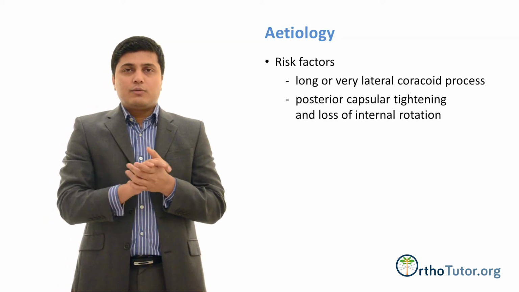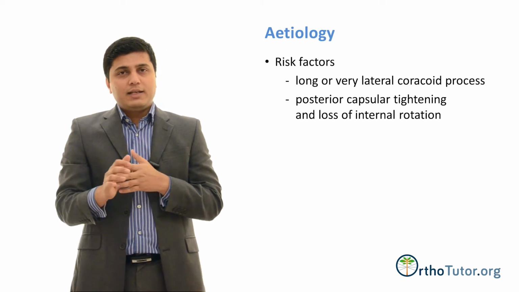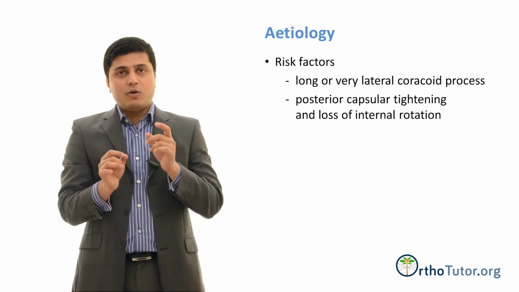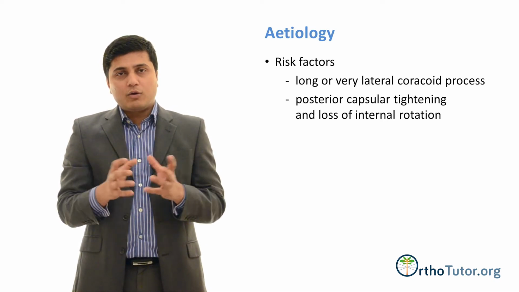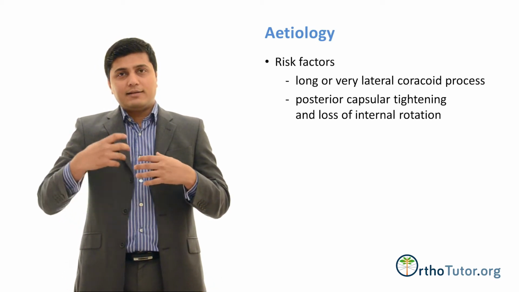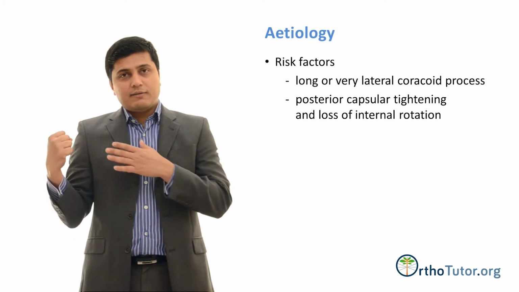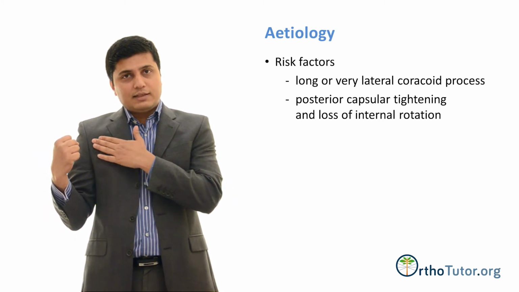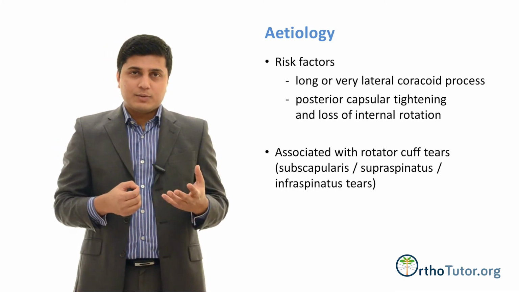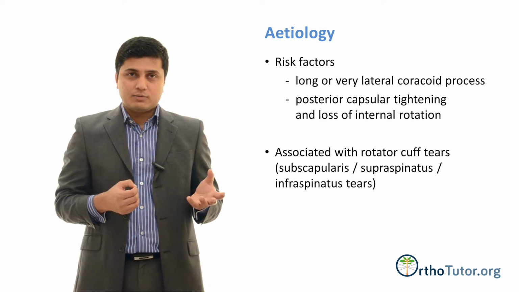So let's look into what causes subcoracoid impingement. There are mainly 2 causes. The first and foremost is having an abnormally long coracoid process, or the second one, if you have a tightness in the posterior capsule, or if you have a loss of internal rotation, that can put undue stress in the front of your shoulder. At times it can be associated with subscapularis tears, supraspinatus tears and infraspinatus tears as well.